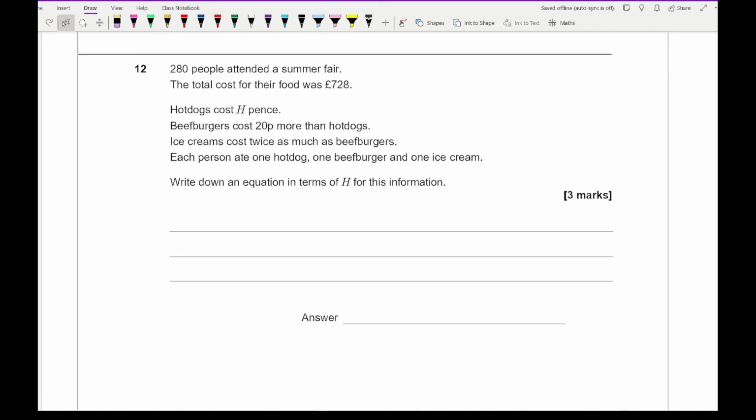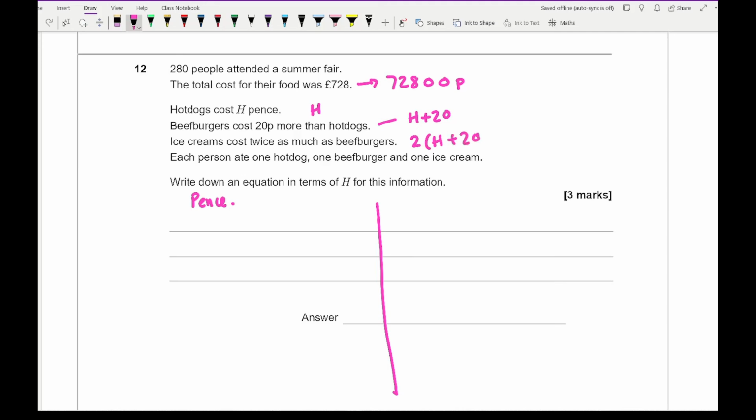Now, the confusing thing about this, well, not confusing, something you need to be aware of, is we've got a mixture of units. I would say it might be best to work with pence or with decimals, and I'll do the solution in both. Let's just split this up. So this side will work with pence. This amount then becomes 728 and then 00 pence. Hot dogs becomes H. Beef burgers then becomes H plus 20. And ice cream costs twice as much, so that's going to be 2 lots of H plus 20.